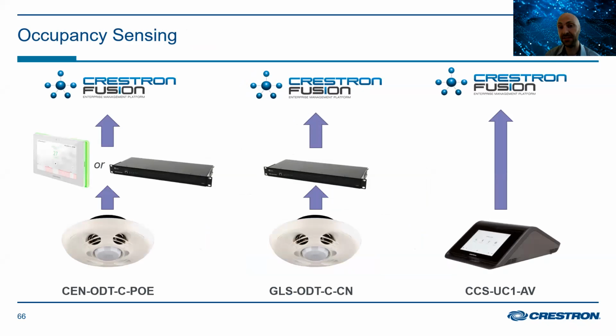Occupancy sensing, another really important one. We have a new PoE sensor, which can connect directly to a scheduling panel. And the scheduling panel will then, in addition to the scheduling data, also send the occupancy information to Fusion in the correct fashion. Or these sensors can also be connected to a control system. And then via the SSI standard, we have an occupancy sensor asset symbol that we need to include in our program, which will then report that data over to Fusion.